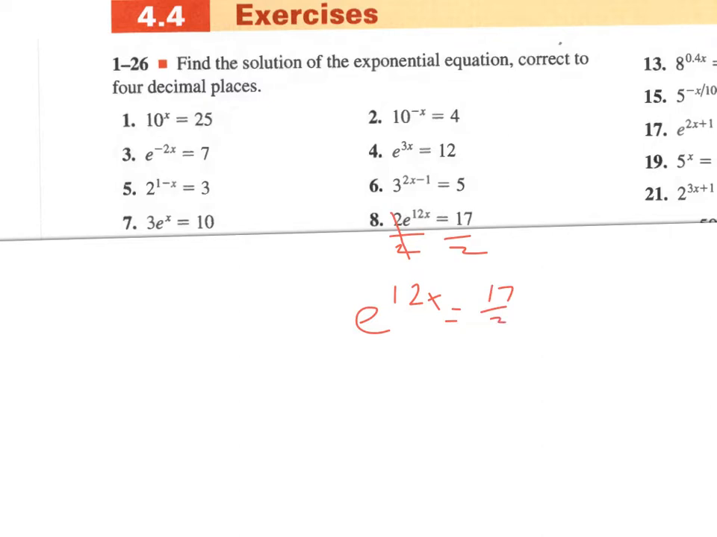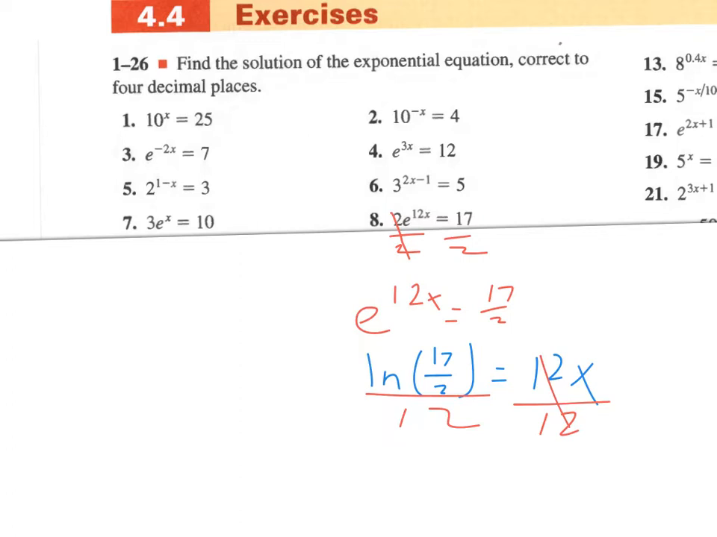And now I'm going to switch this into log form. So since this is an exponential of base e, I'm going to do a log of base e, but for log of base e, we just write that as ln. And then the new partner will be 17 over 2, and then that's going to be equal to 12x. So what was in the exponent is now isolated. Last step here, I'm just going to divide this by 12.